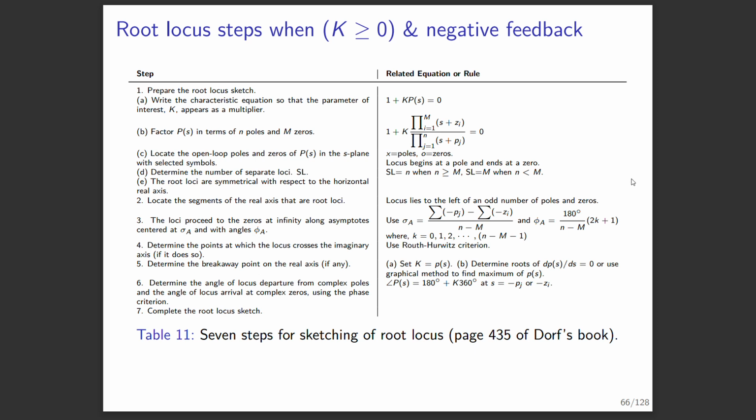Previously, we discussed the importance of root locus and also the motivation behind it. Now we want to actually start looking at root locus. The way we are going to teach root locus is kind of to show you the end first.